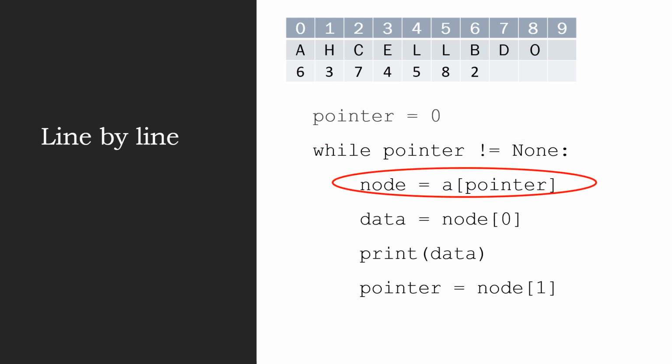And then the next line, I create a variable called node, and I take whatever is in the array at the position of the pointer. So whatever I find there, I'm going to store it as a variable called node, and there it is. The node at position 0 is a little list that stores the letter A and the integer 6.